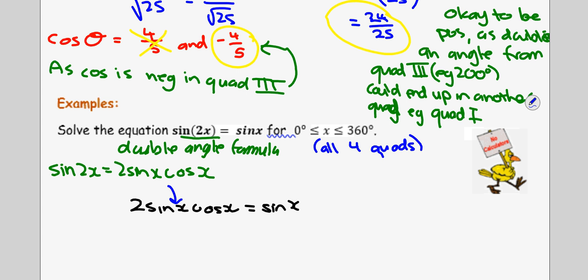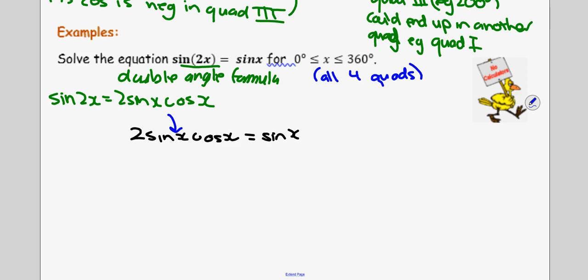I've replaced sine 2x with what it equals in the trig identity. The double angle formula is sine 2x equals 2 sine x cos x, so I've replaced the sine 2x here with 2 sine x cos x. Sometimes you're doing it a bit blindly, experimenting, and then you see, can something cancel out so that I can solve? This is where it gets creative and interesting.